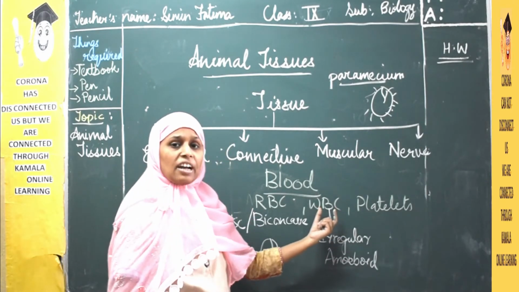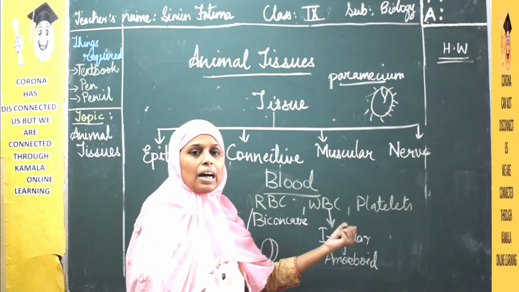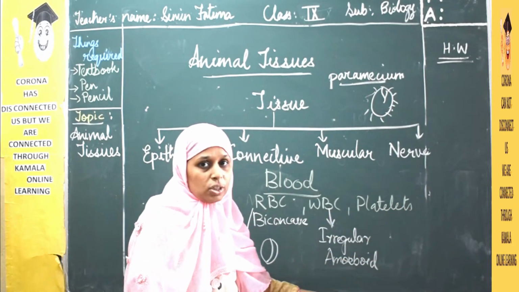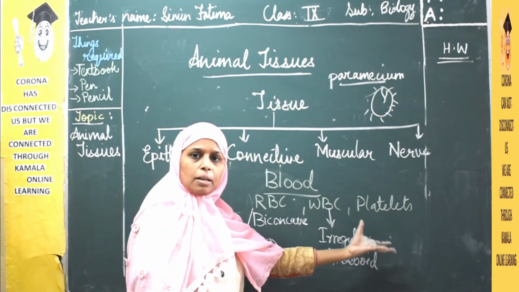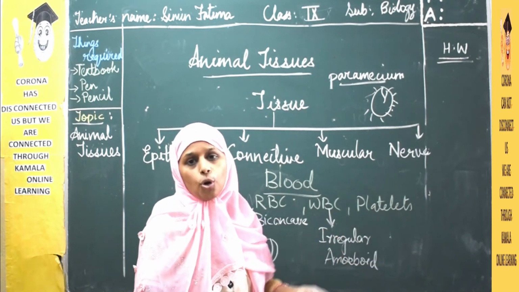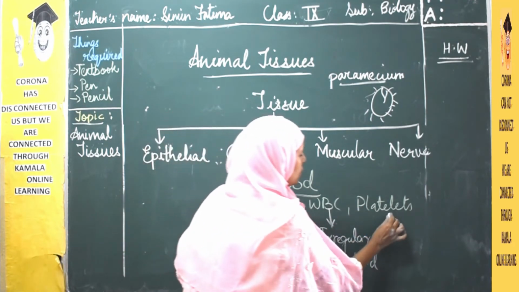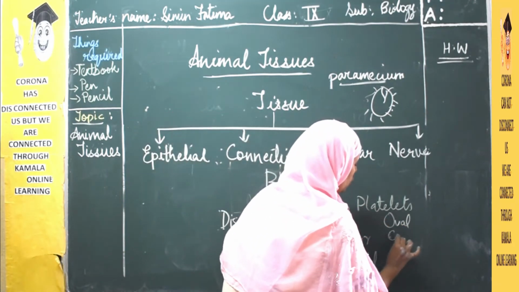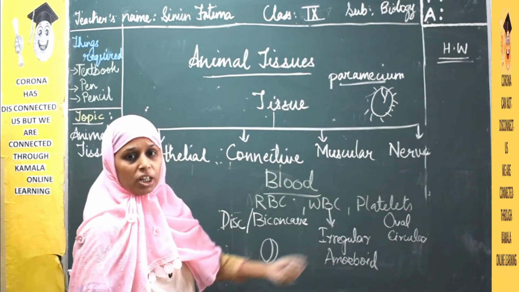Why? Because there are 5 types of WBC, and all the types of WBC have different shapes. We will be reading that in detail also. There are 5 types of WBC, and all 5 types have different shapes depending on the lobes. Now the platelets are generally oval or circular. This is about the shape.